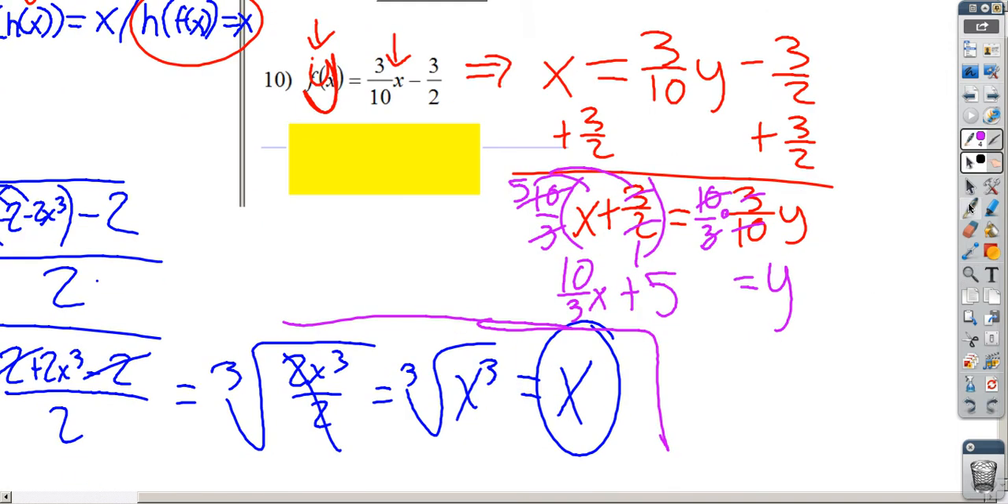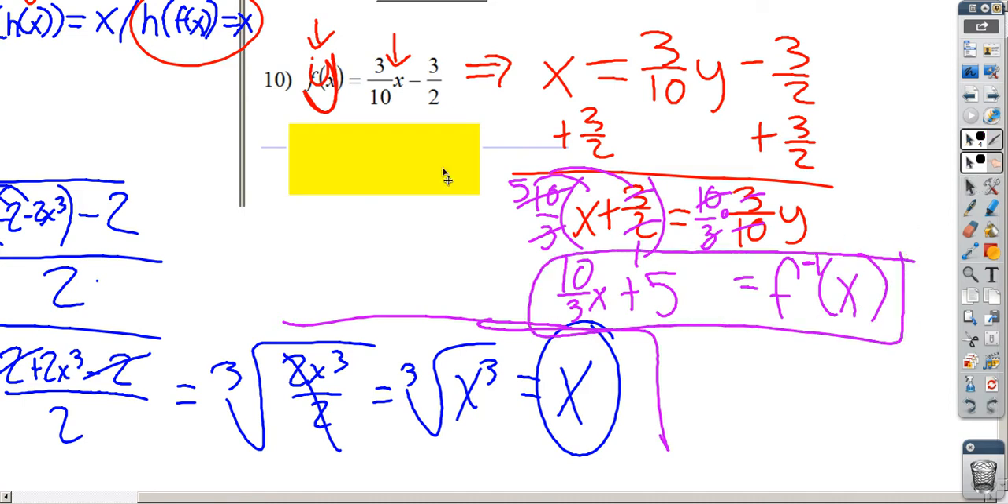And then generally speaking, we don't say y when we're talking about inverses. We say f inverse, which is f with that little negative 1 here. So that should be the inverse function. Let's check to see that we got it. We did. The only difference is they put the 5 in front and the 10/3 x second.